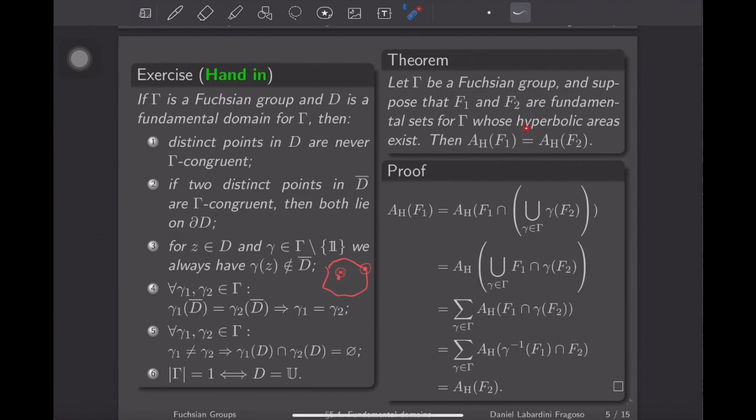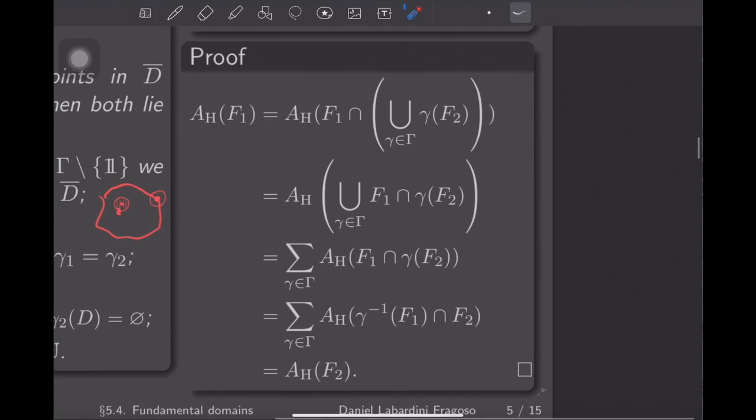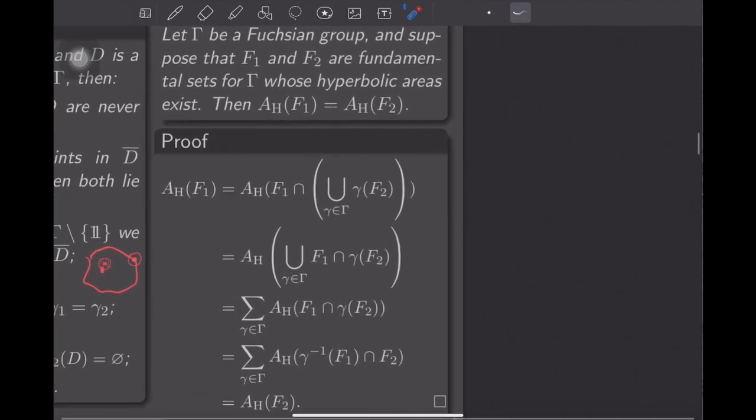Whose hyperbolic areas exist, then they have the same hyperbolic area, right? Which kind of goes in the direction of defining the hyperbolic area of H or U, if you want, modulo gamma. And that hyperbolic area somehow should equal such hyperbolic area. So let's go more or less quickly with the proof.